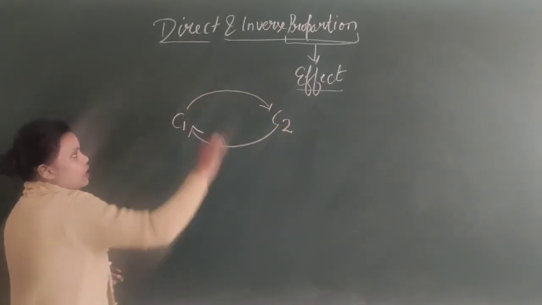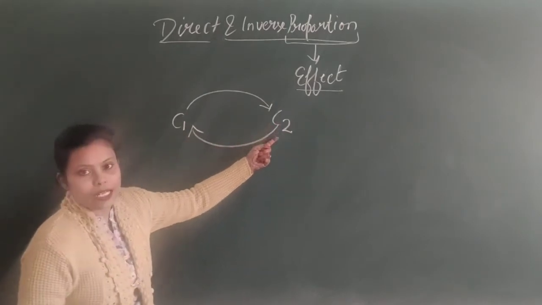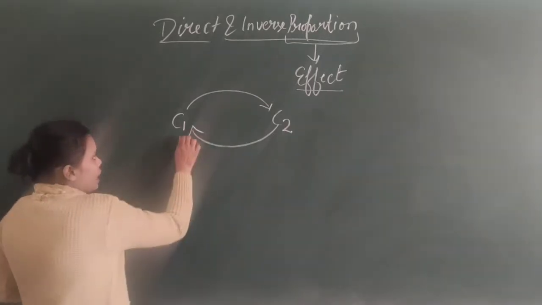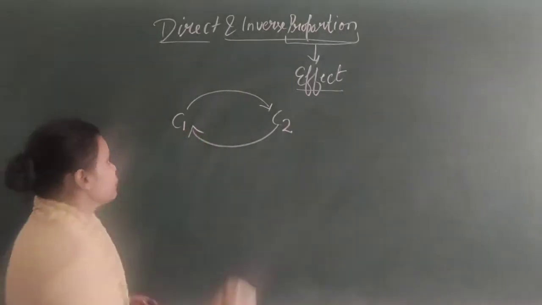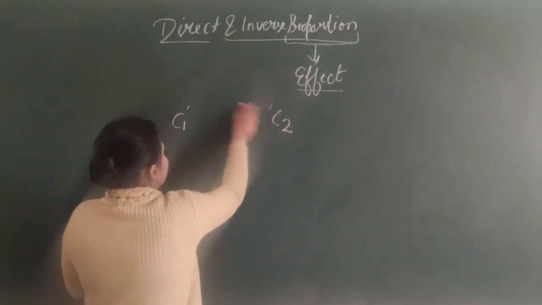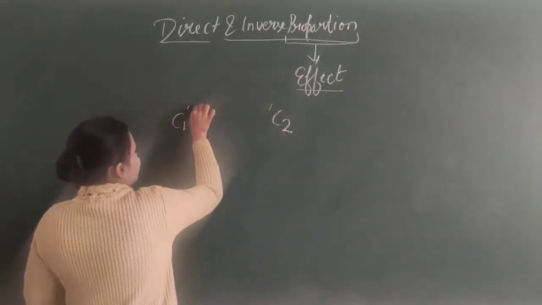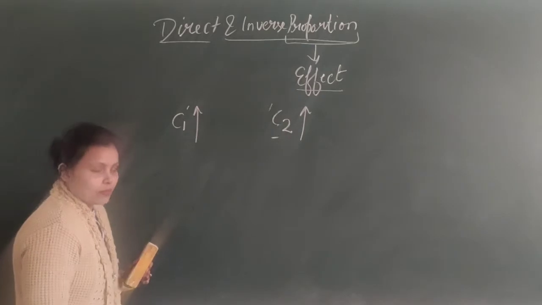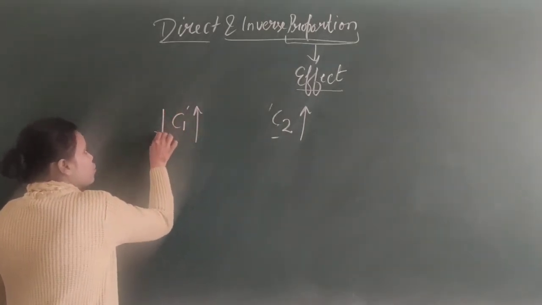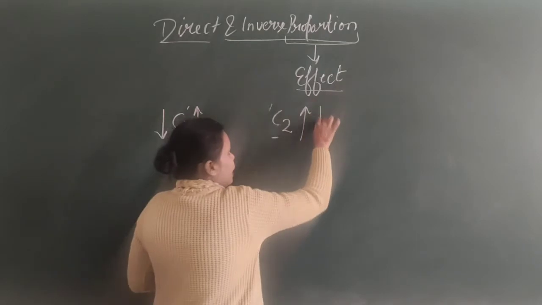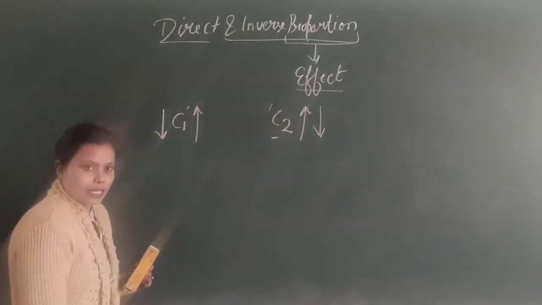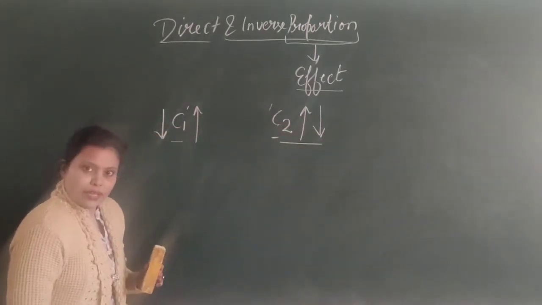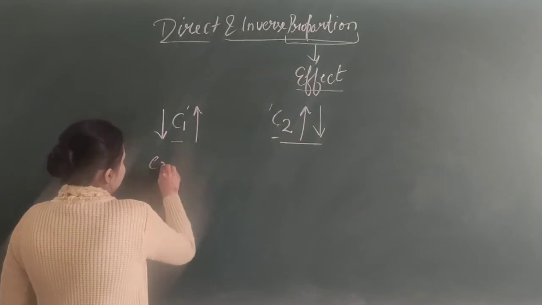The condition of these two is known as proportion. Now, what is direct proportion? Direct proportion means if condition 1 is increasing, condition 2 is also increasing. If condition 1 is decreasing, condition 2 also decreases. This is known as direct proportion, right?